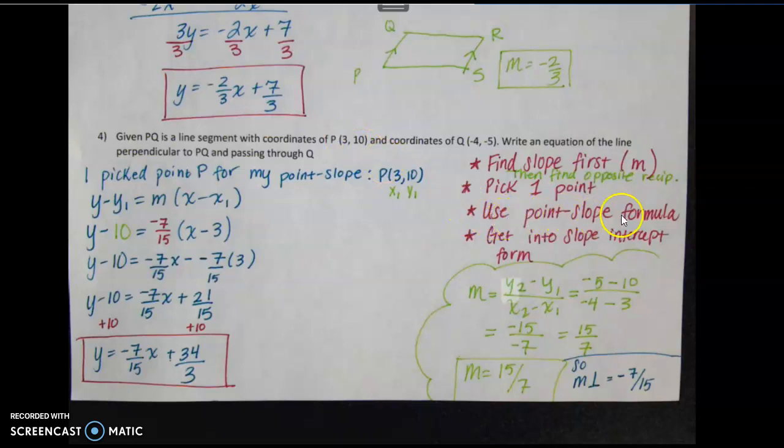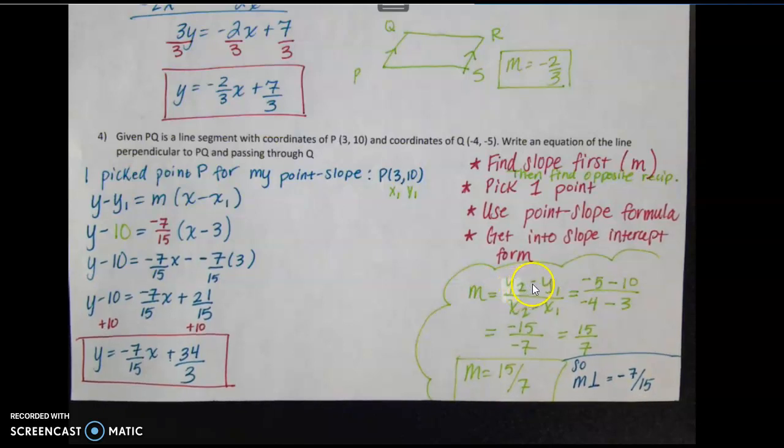Then we're going to plug that into a point-slope formula, which you will be given these formulas on the test. And once you have that, we will get it into slope-intercept form. So we'll find slope, and then we're going to find that opposite reciprocal since it wants perpendicular. So I'm going to find my slope first.